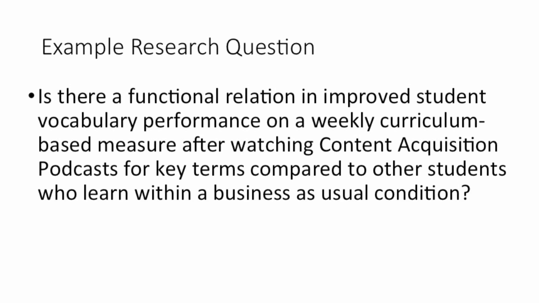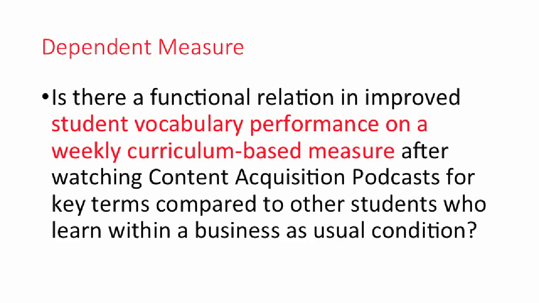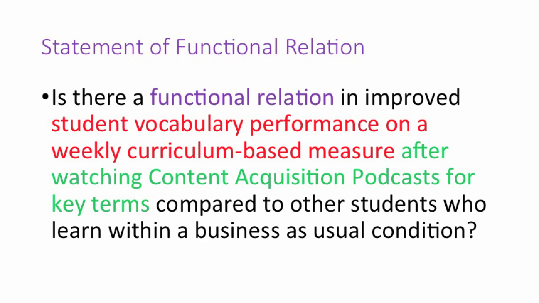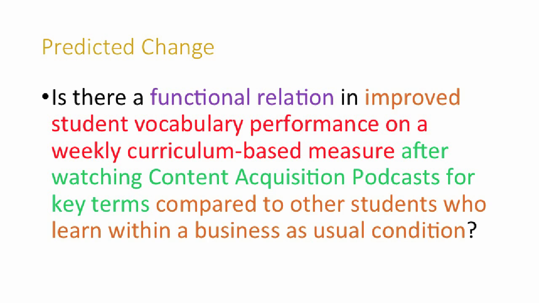Here's a sample research question following these steps. In red is the dependent measure, student vocabulary performance on a weekly curriculum-based measure. In green is the independent or treatment variable, after watching content acquisition podcasts for key terms. In purple is the statement of functional relation. Is there a functional relation in improved student vocabulary? And in orange is the predicted change, compared to other students who learn with a business-as-usual approach.